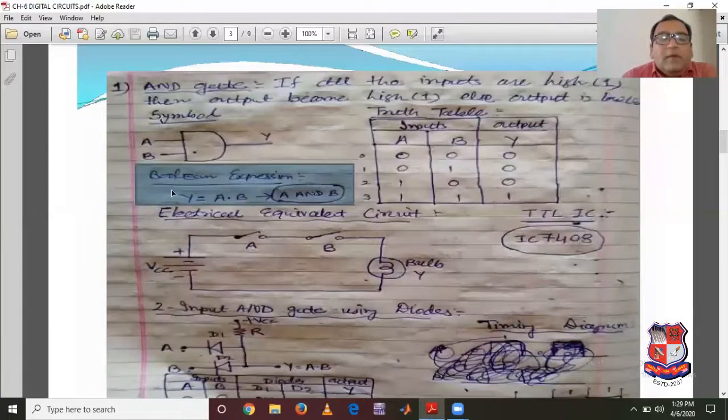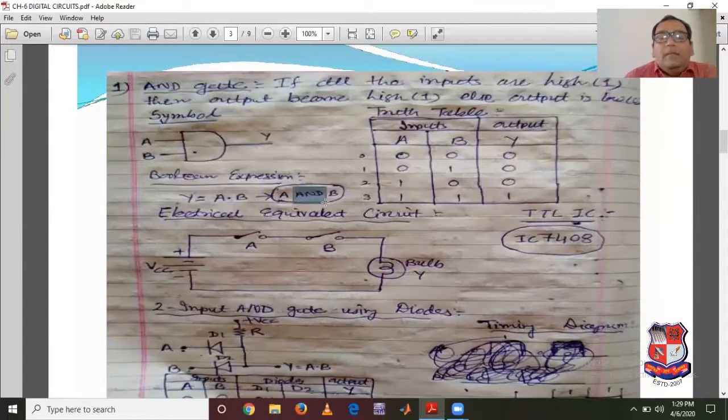So for writing, I can say y equal to A into B, like in maths. But in digital language, I can say y equal to A AND B. This AND indicates the logical operation A and B. So when A and B both are 1, then output becomes 1, else output is 0. So this is the definition, symbol, truth table and Boolean expression. Hope you have written it in your notebook.